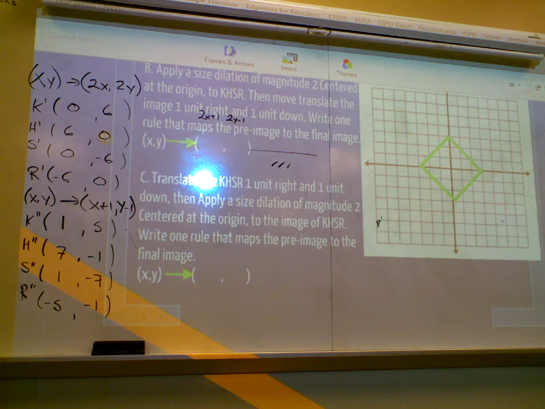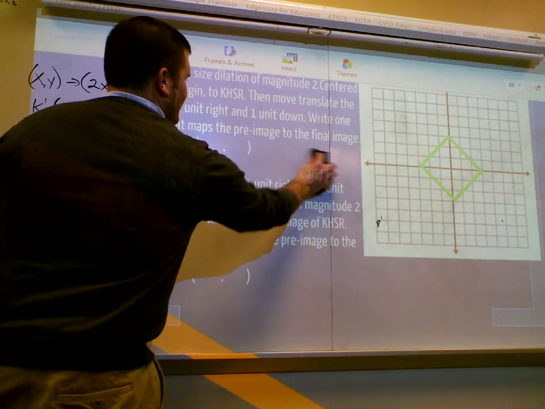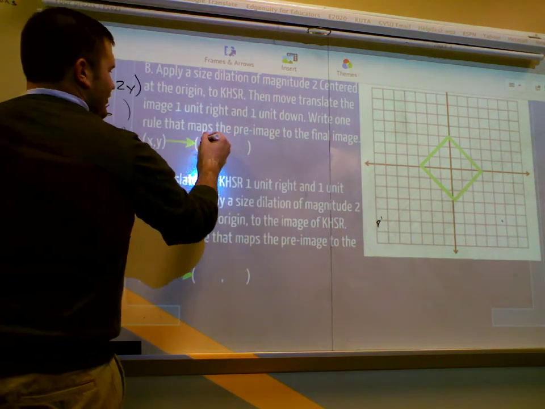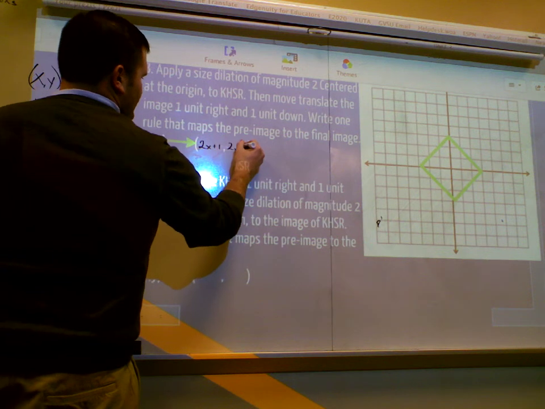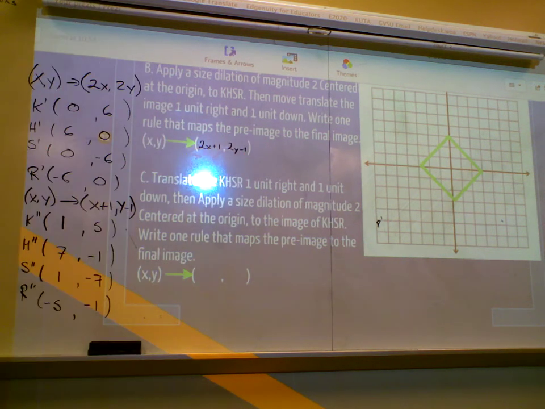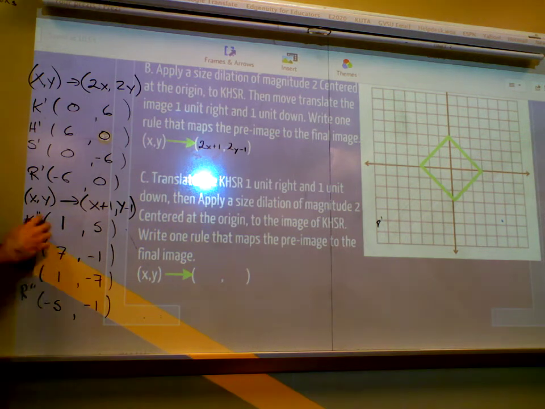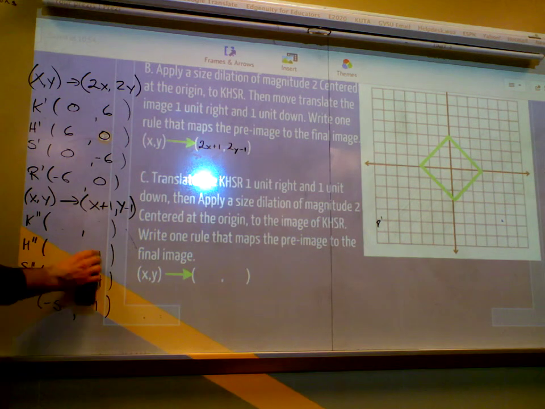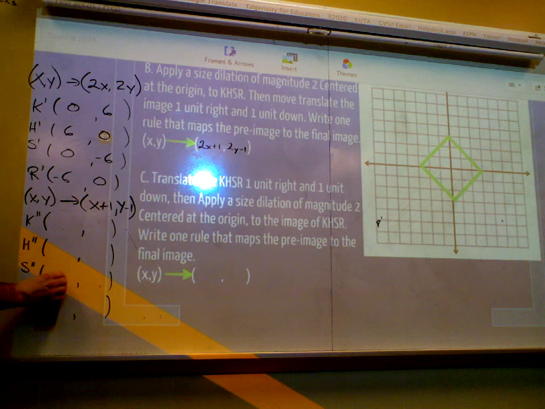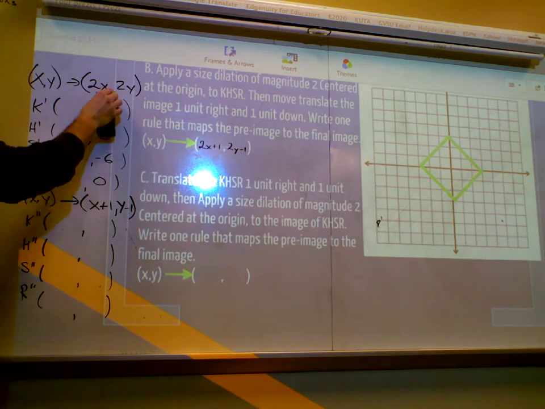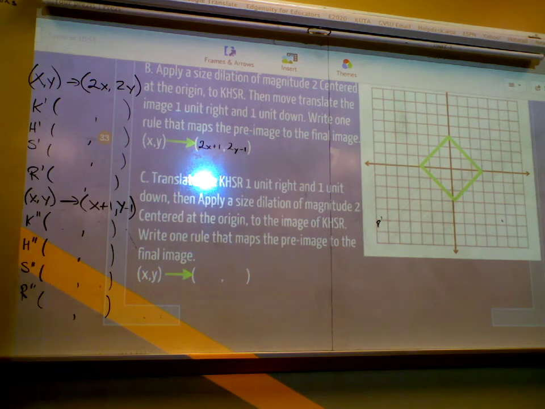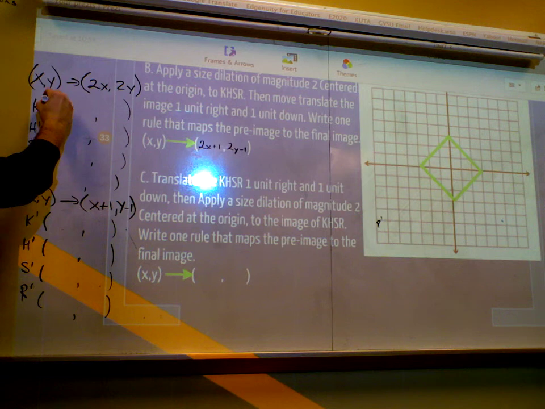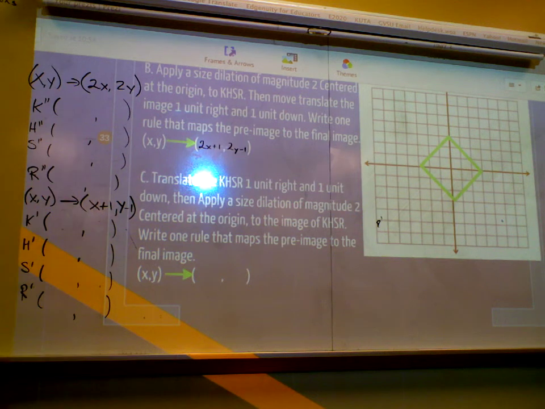There we go. And the third time's the charm, right? 2x plus 1, 2y minus 1. All right. So now we're applying the same rules. What happens to our order? They're changed, right? So we're going to do the bottom one first, and then the top one will give me my primes, right? Is it okay if I work within this order, guys?